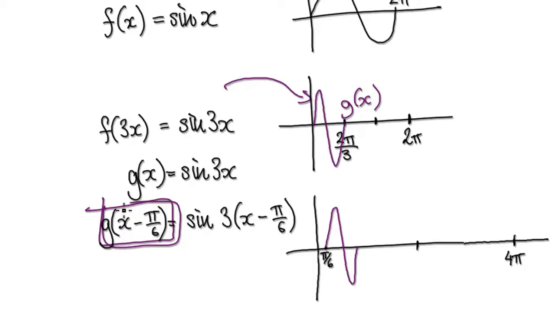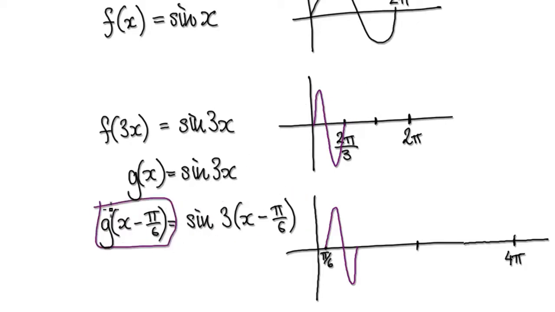We have no idea what this looks like, but we know that this thing here is going to move the graph across to the right by pi over 6. So originally it was at the origin. Move it across, and now it's at pi over 6. So basically, this graph is you moving it across by pi over 6. The graph will look like this.